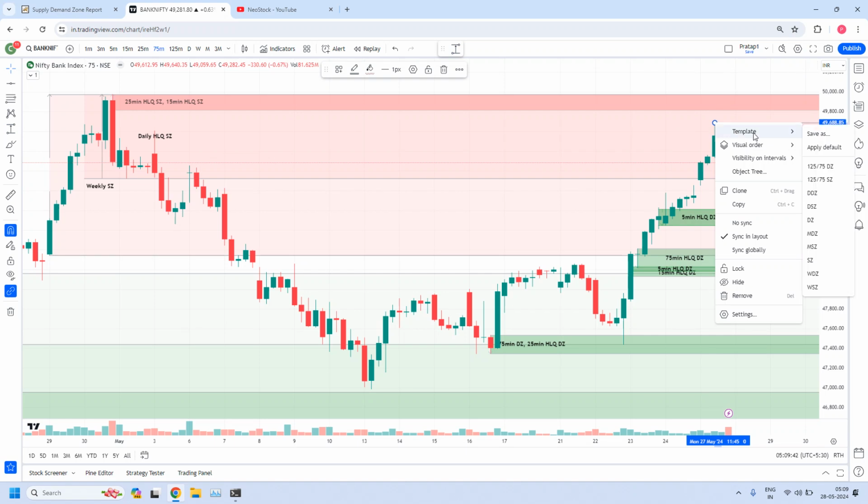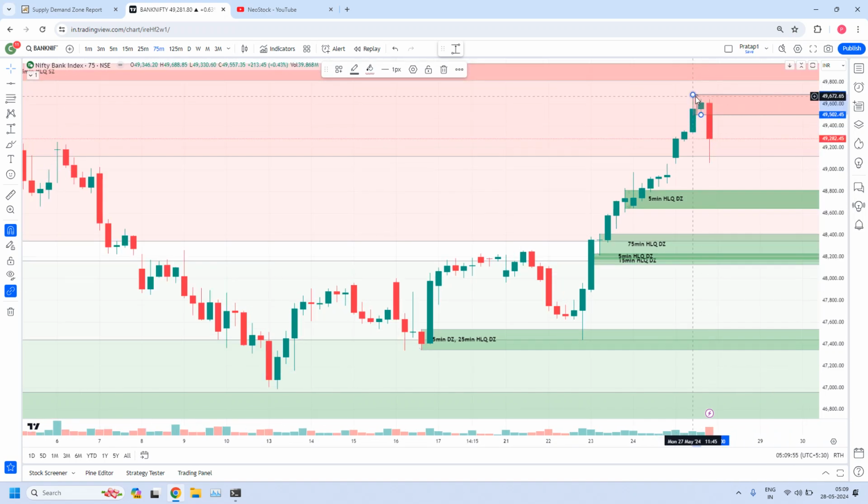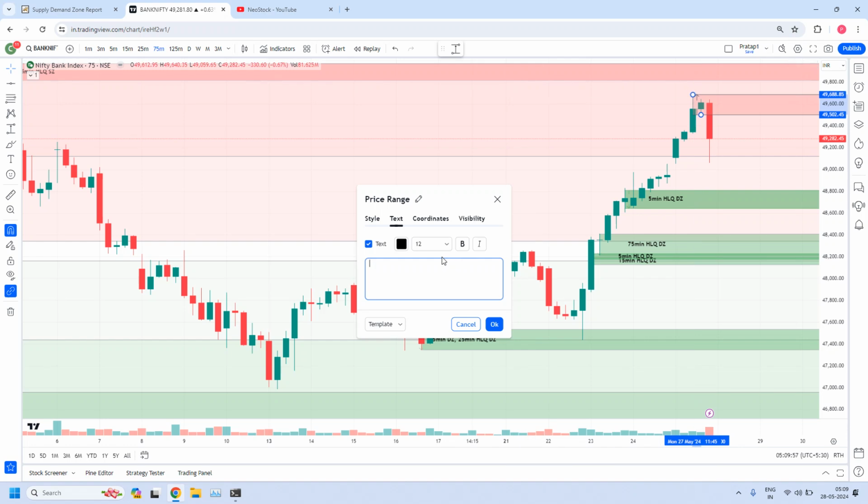This is a 75 minutes demand zone. Let me give light color. Sorry, this is 75 minutes supply zone, not demand zone. Sorry for my mistake. 75 minutes high liquidity supply zone. Let me label.